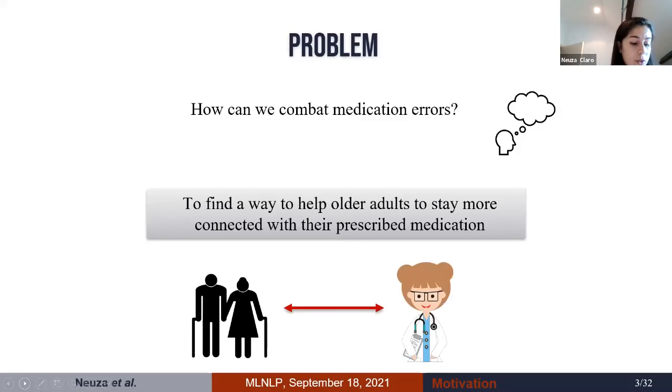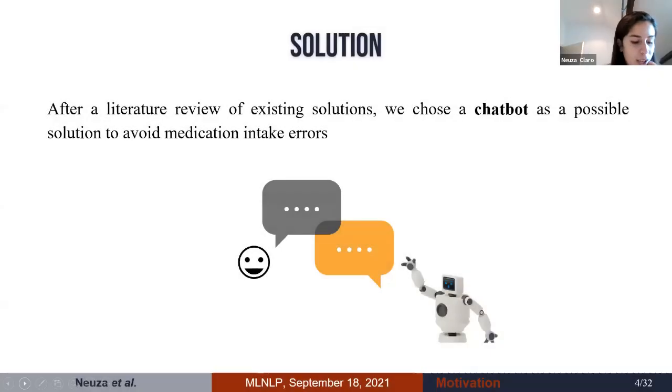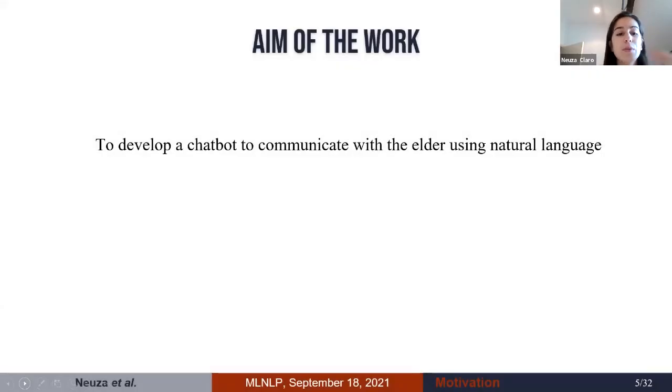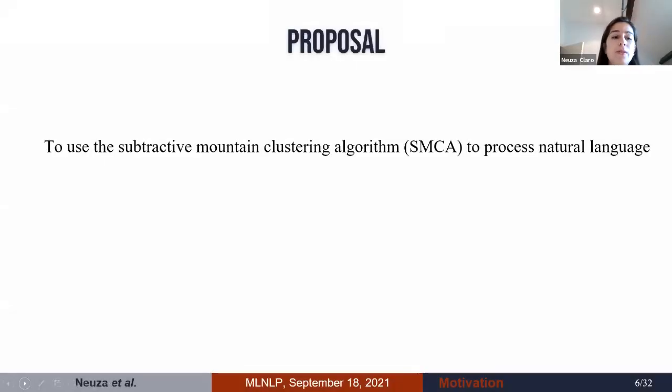You start looking for a solution, and the crucial point seems to be that they stay somehow closer to their prescriptions. After reviewing several solutions, for example an automatic medicine dispenser and several smartphone apps, we found that the chatbot is a possible solution to avoid medication intake errors. The aim of this work is to develop a chatbot to communicate with the elderly using natural language. The proposal is to use the Subtractive Mountain Clustering Algorithm, SMCA, to process natural language.